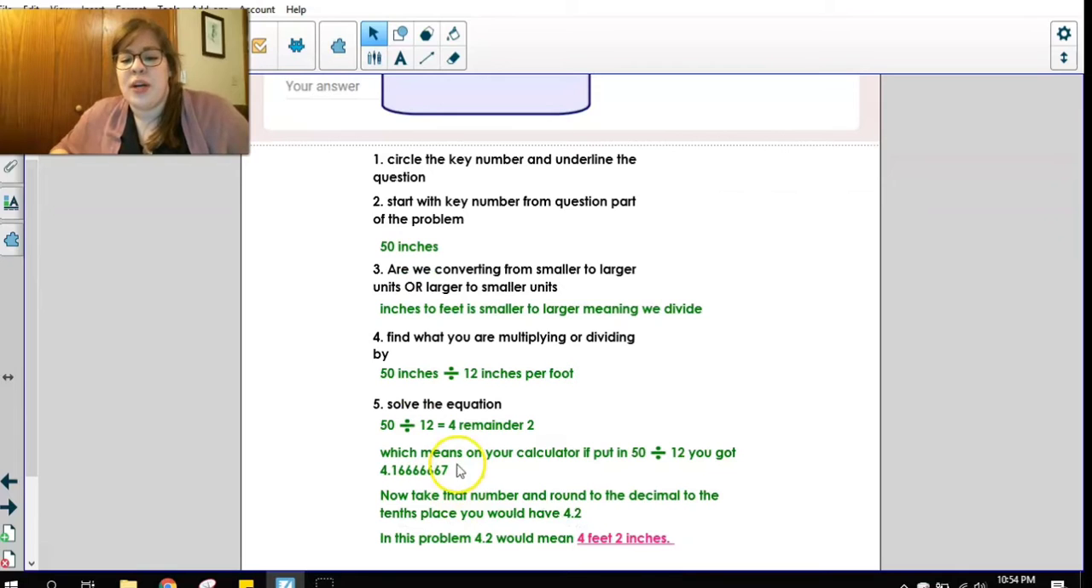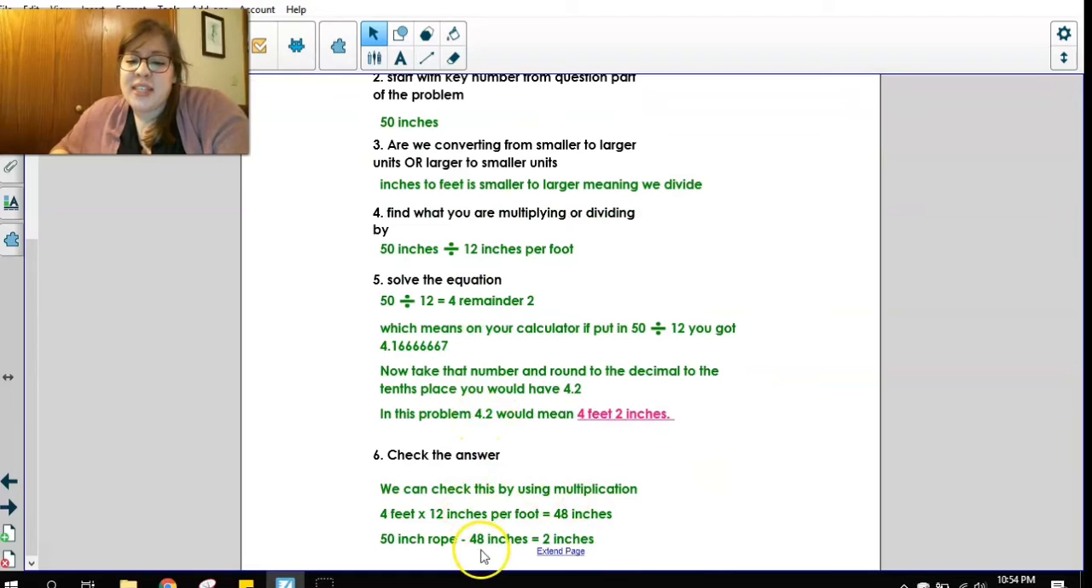So what you do with that is you're going to take that number, that 4.16, and you're going to round it to the tenths place. So you're going to round that decimal to the tenths place, which means you're going to round it so that you have 4.2. In this problem, 4.2 is the same thing as saying 4 remainder 2, which means that you have 4 feet and 2 inches.